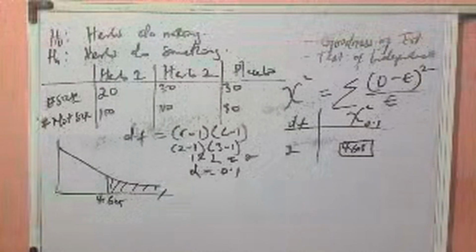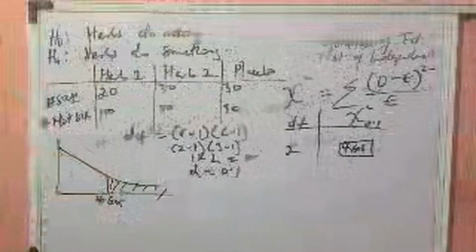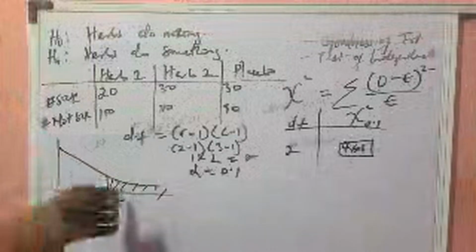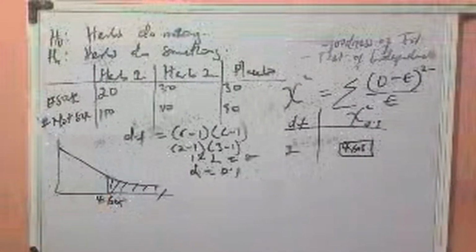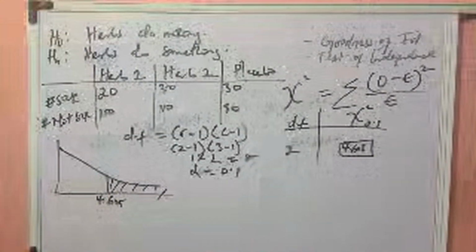The critical value is actually that value that would be the distinction between the rejection region, the critical region, and the acceptance region. So this is it right here. So now this is good.